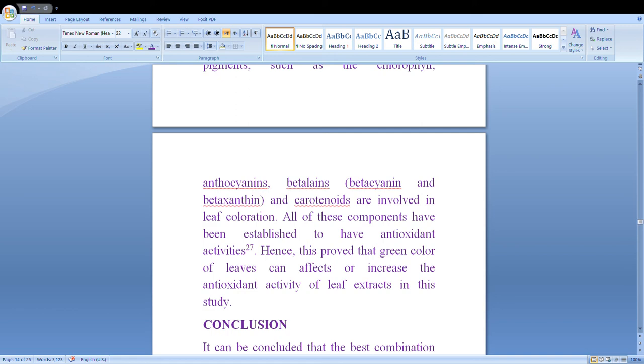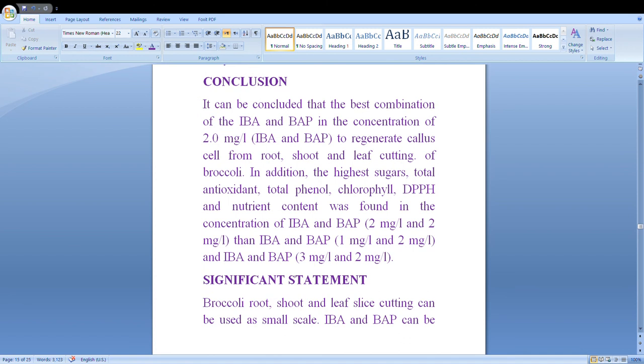Conclusion: it can be concluded that the best combination of IBA and BAP is at a concentration of 2 mg per liter IBA and BAP to generate callus cells from root, shoot, and leaf cutting of broccoli. In addition, the highest sugar, total antioxidant, total phenol, chlorophyll, DPPH, and nutrient content was found in this concentration of IBA and BAP.